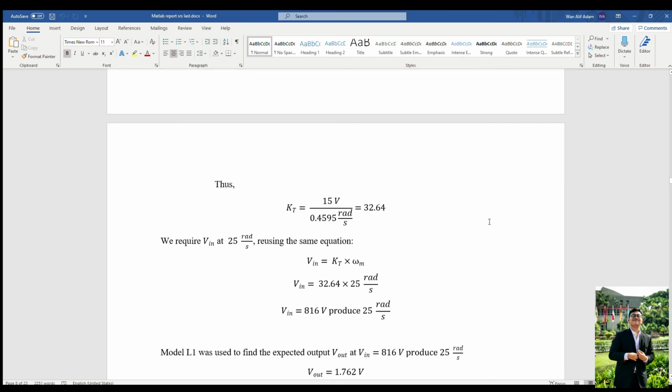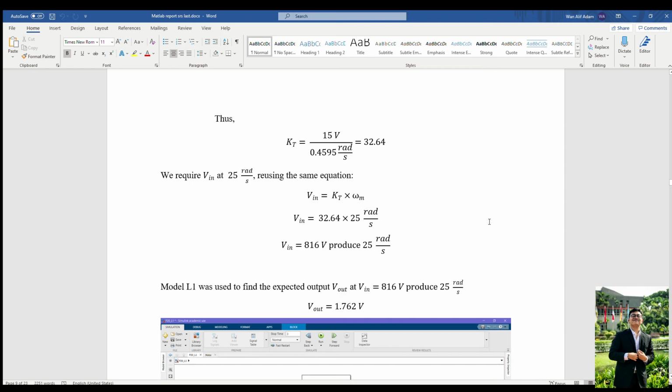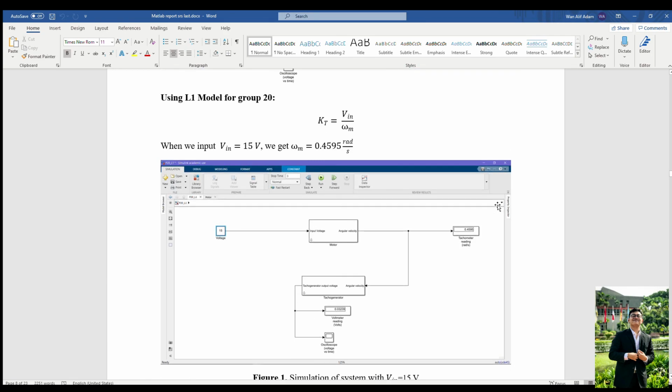First, the question provides us the formula to use, which is KT equals V in over angular velocity. So we input in the simulation whatever values we need to get the angular velocity, to get the KT. Then when we substitute all the values in the simulation, we get the value for KT at the tachometer reading, with the value in our report.